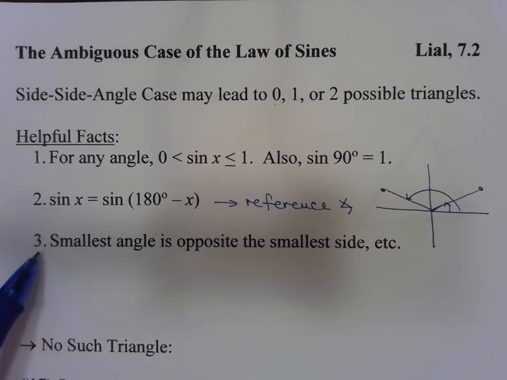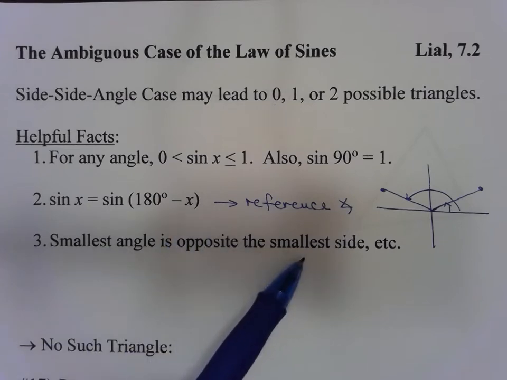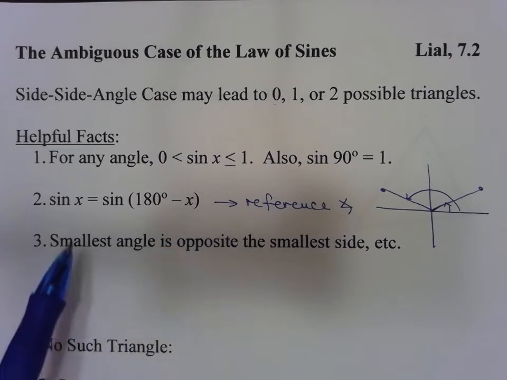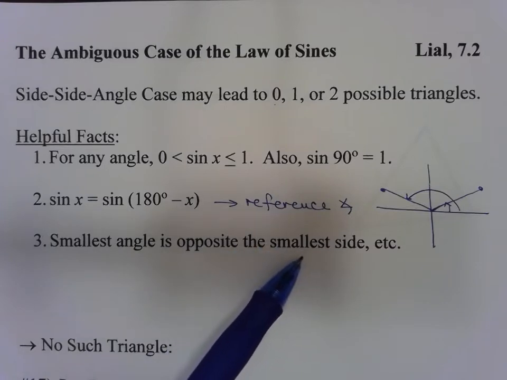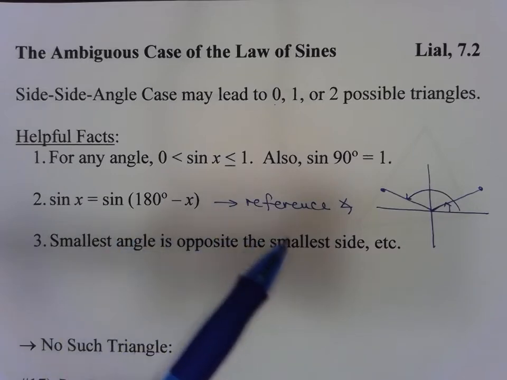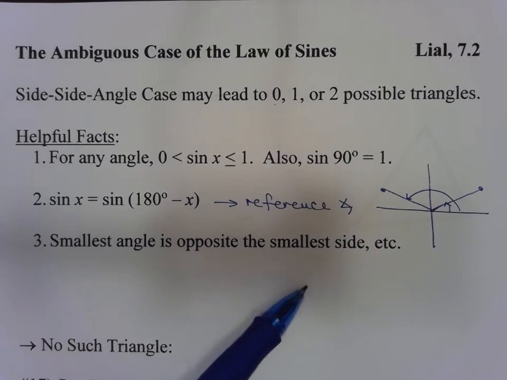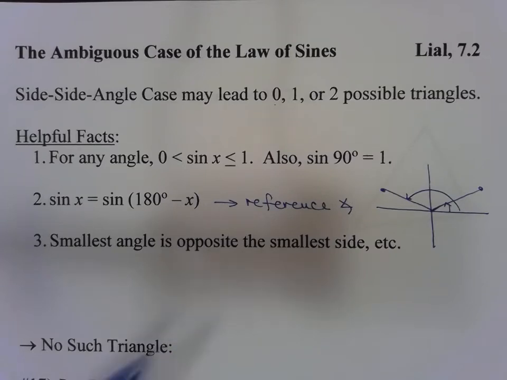And then number 3, in a triangle, the smallest angle is going to be opposite the smallest side. The largest angle is going to be opposite the largest side. There's 3 of them, so that must mean that the middle angle is going to be across from the middle side. If those don't line up, then that causes a problem, and we've got a solution that's not a true solution. So we need to watch out for that as well.